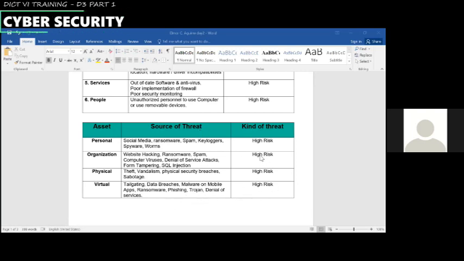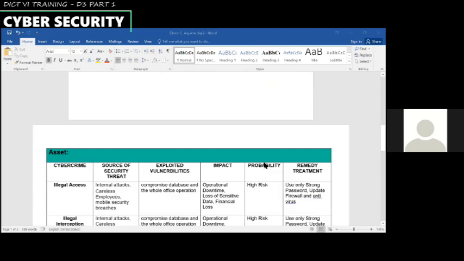So again, all the sources of threat that he has identified in terms of assets are all high risk, which means it will greatly affect the organization as a whole, or probably could affect at a high degree or high impact the operations of the organization or unit.